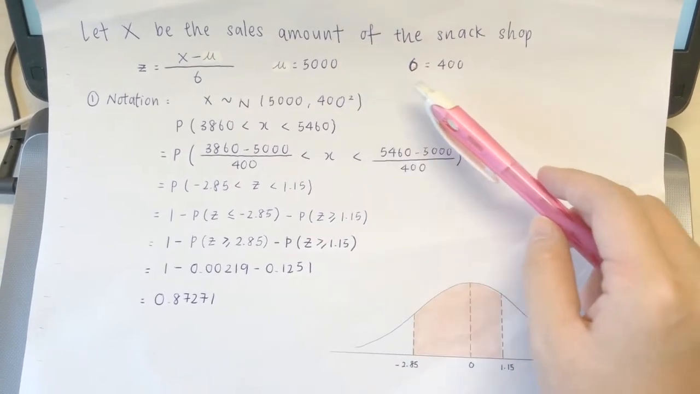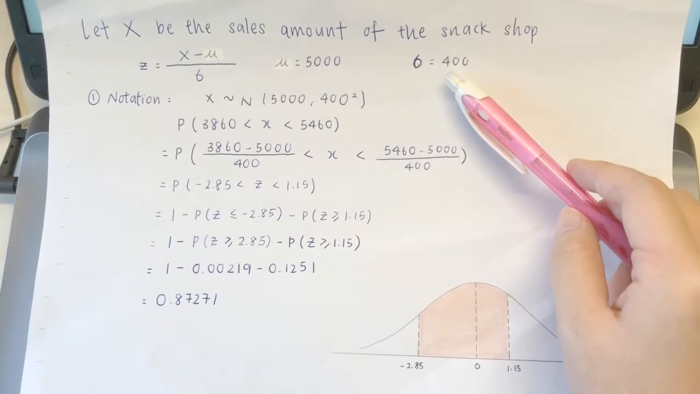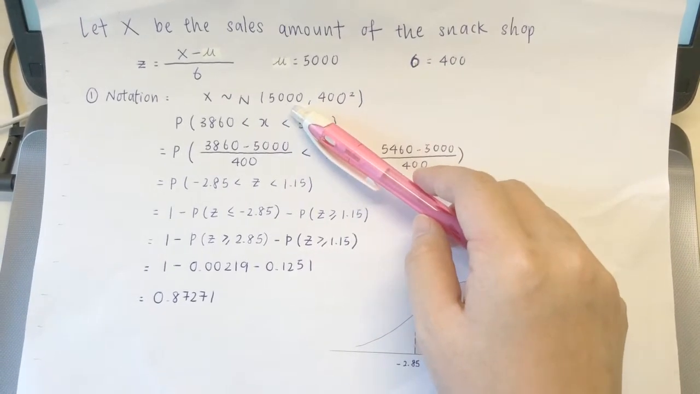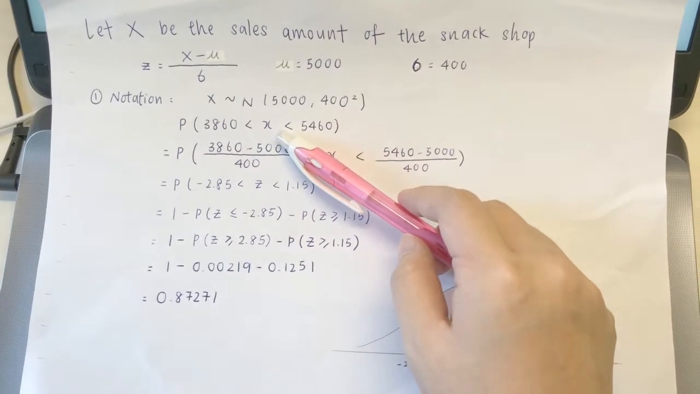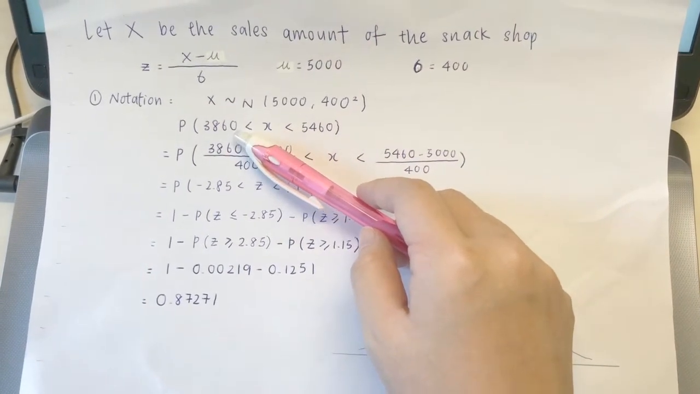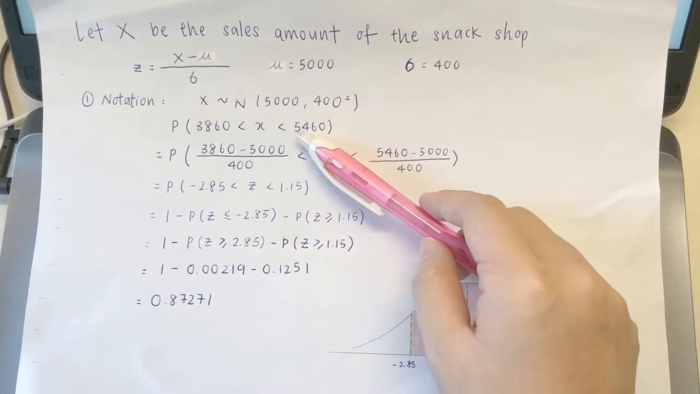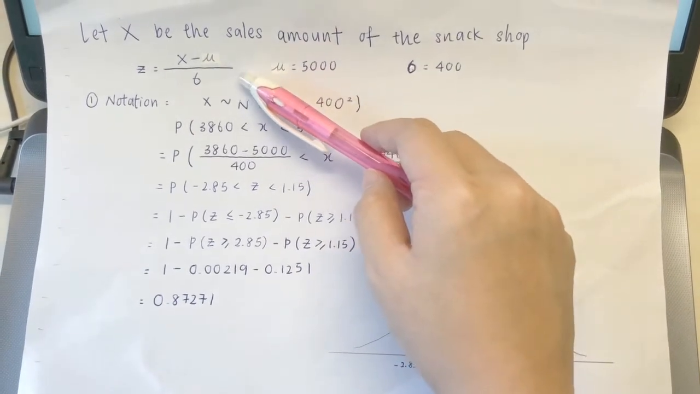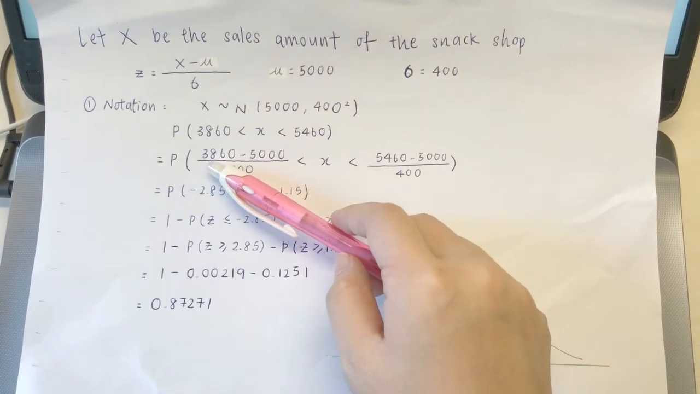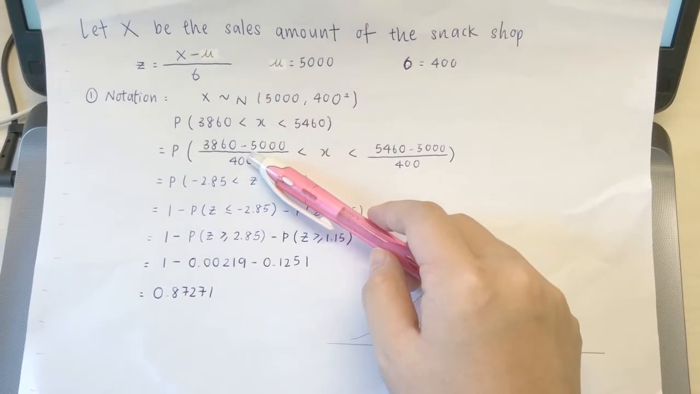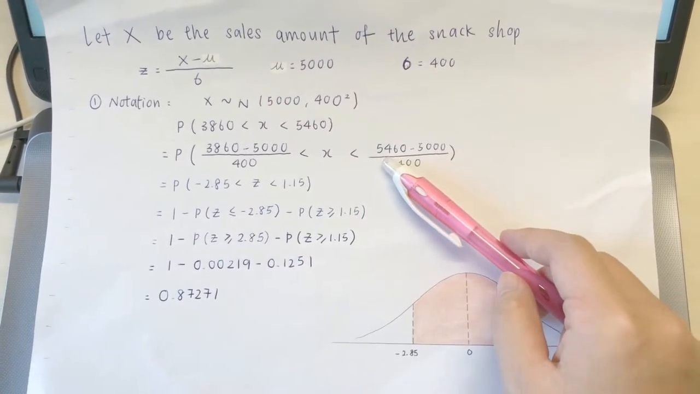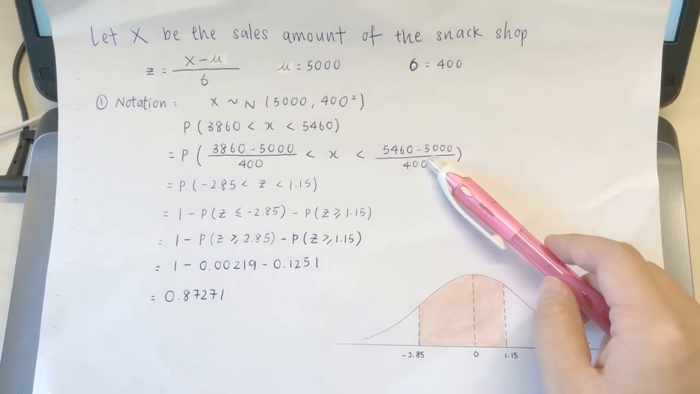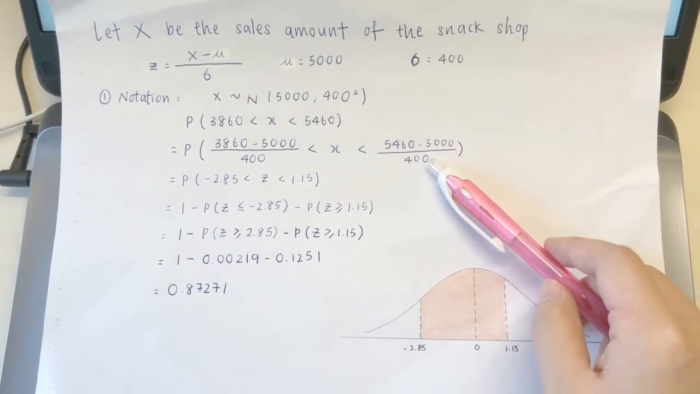For the solution, we let X be the sales amount of the snack shop, with a mean of 5,000 and a standard deviation of 400. The sales amount X should be larger than 3,860 but smaller than 5,460. Through the theorem, we get 3,860 minus the mean of 5,000 divided by the standard deviation of 400, and 5,460 minus the mean of 5,000 divided by the standard deviation of 400.